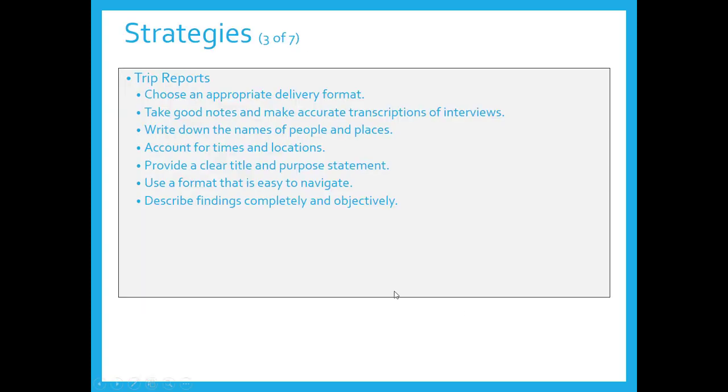Trip reports, once again, you want to take good notes and make accurate transcriptions of interviews. You want to write down the names of people and places, account for times and locations. You should provide a clear title and purpose, and the format should be easy to navigate, and you should describe findings completely and objectively. A very important thing to understand is that people will want specific information so they know what you are doing specifically.